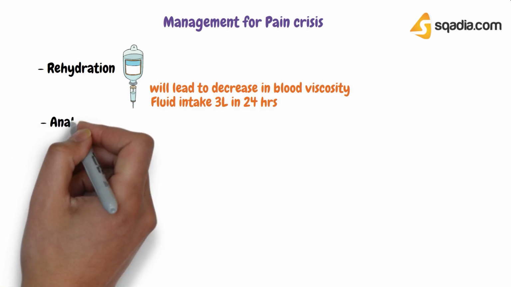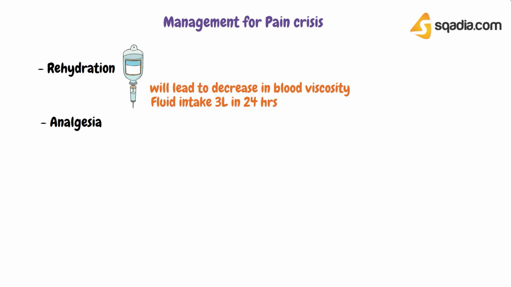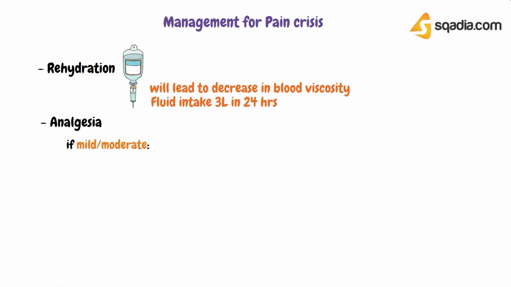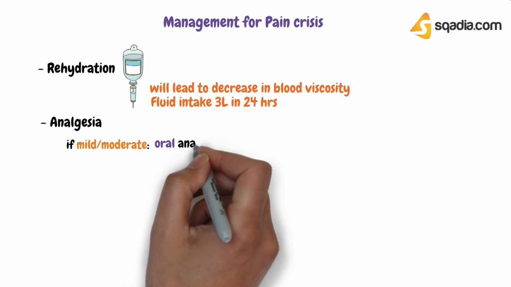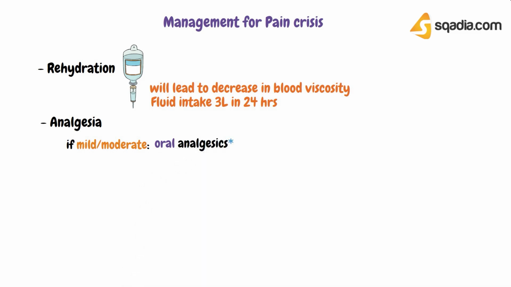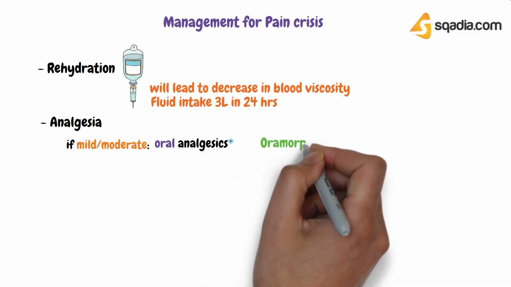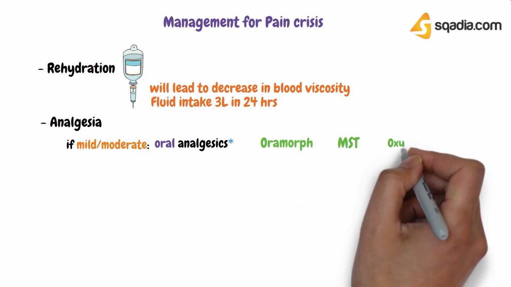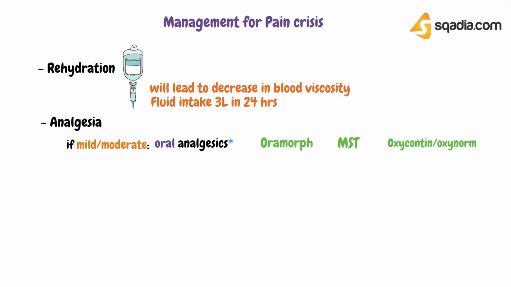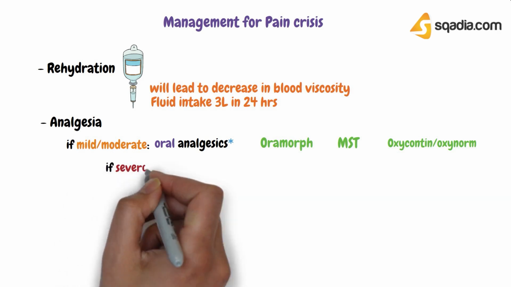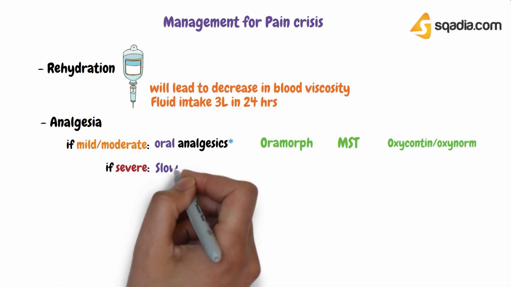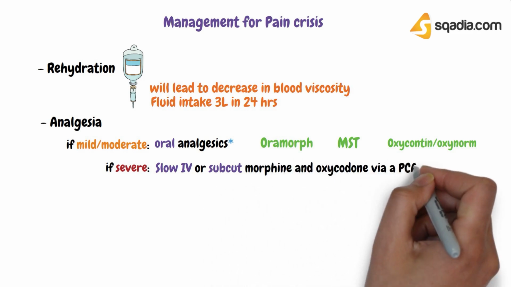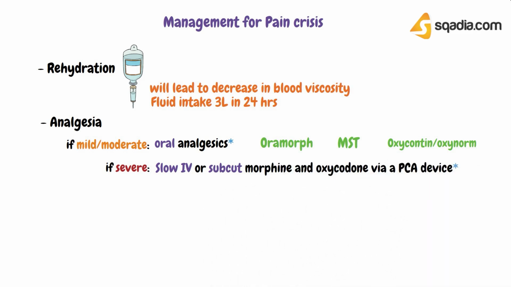Then, of course, for pain, you would need analgesia. So the way that we give analgesia is that if the pain is mild or moderate, which means that the pain score is under 7, oral analgesia is given, which includes different formulations of morphine and oxycodone. And if the pain is severe, having a pain score of more than 7, then slow intravenous or subcutaneous morphine and oxycodone are given, preferably via a patient-controlled analgesia device.